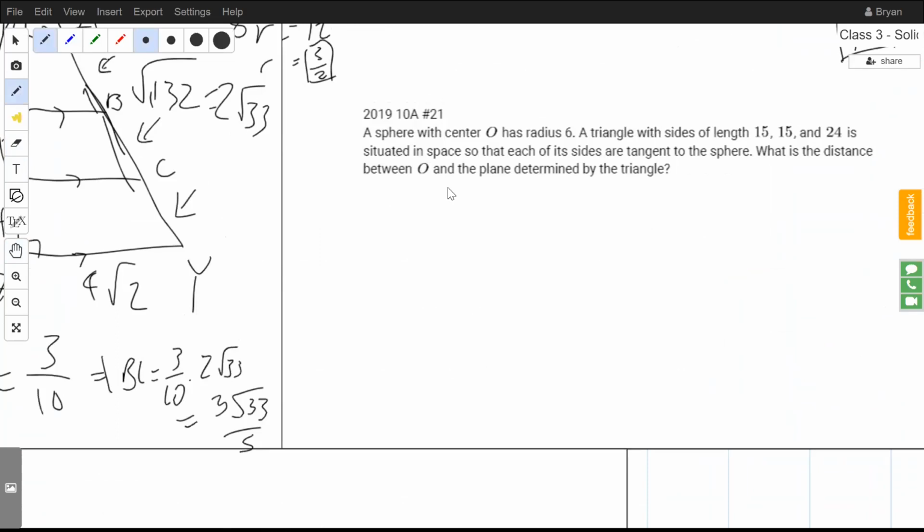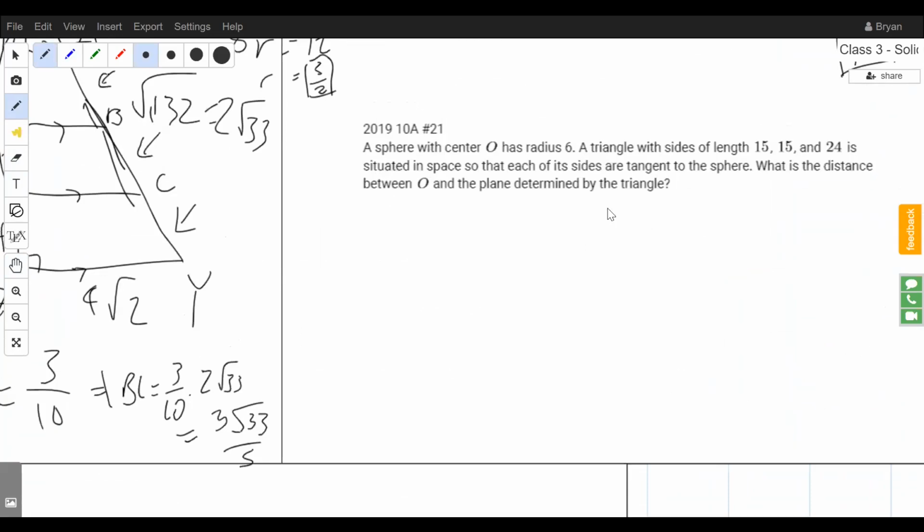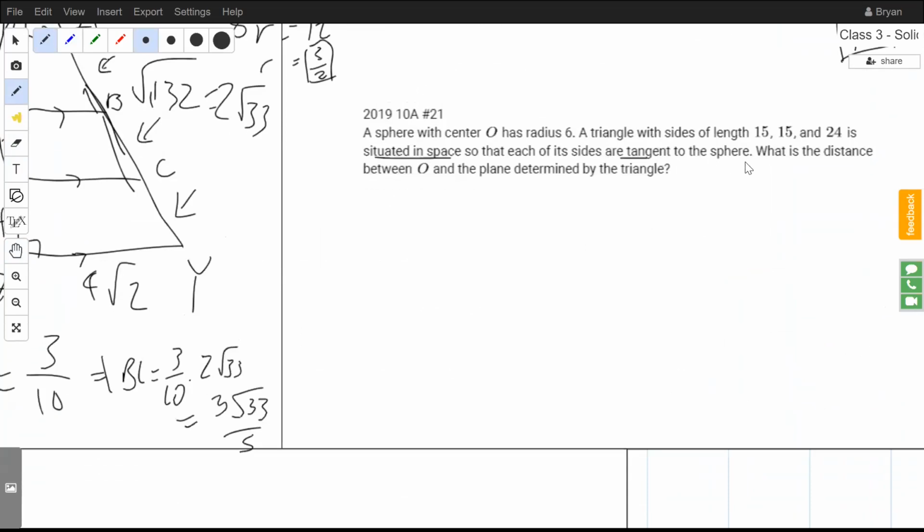Okay, a sphere with center O has radius 6, and a triangle with sides of length 15, 15, and 24 is situated in space, so that each of its sides is tangent to the sphere. What is the distance between O and the plane?